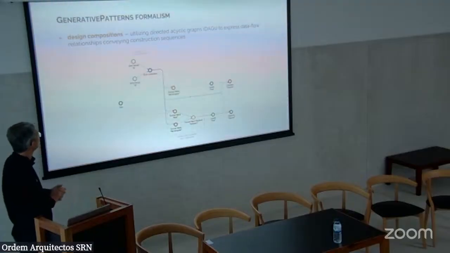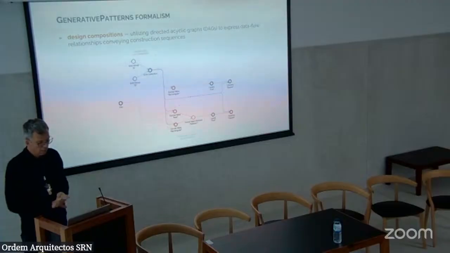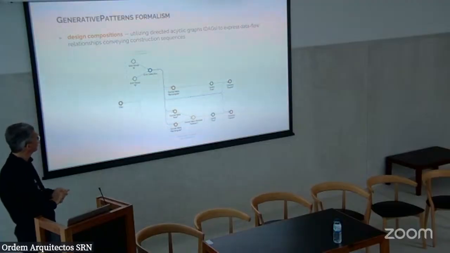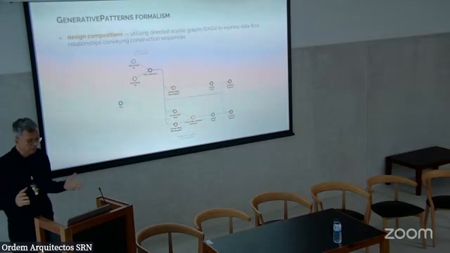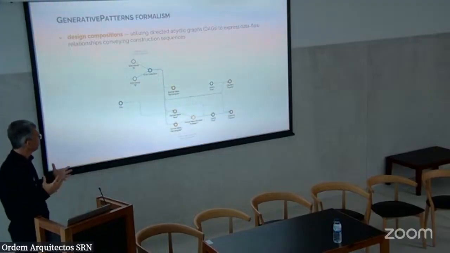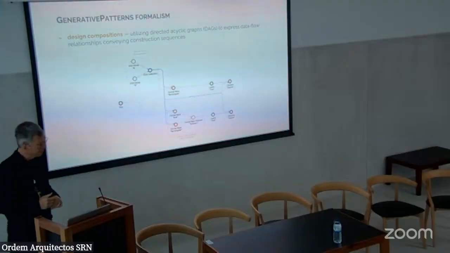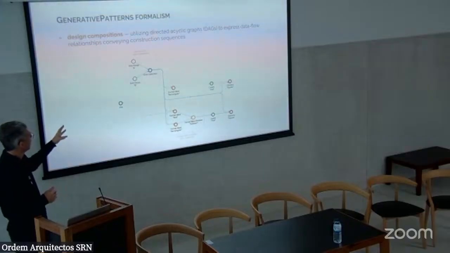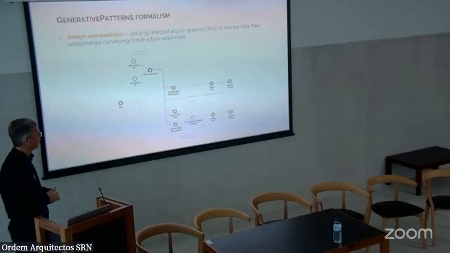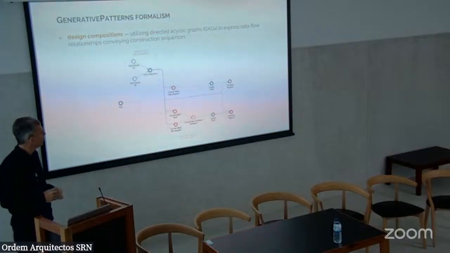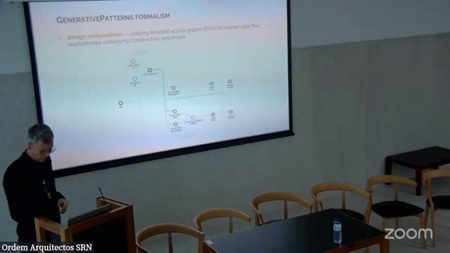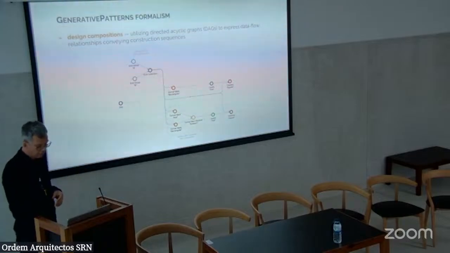And then finally, of course, we have our design compositions. And here we utilize directed acyclic graphs to express basically the data flow relationships, conveying the construction sequences of the design. So for example, this will be part of the example that we're showing: we're starting from a site. Based on that, we're defining a grid collection. We're defining a few formal massings, and then some levels and a start of a structural system in terms of some columns.